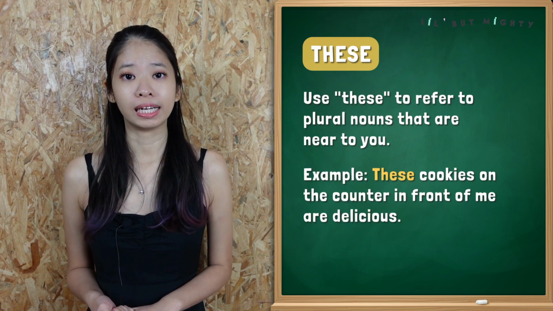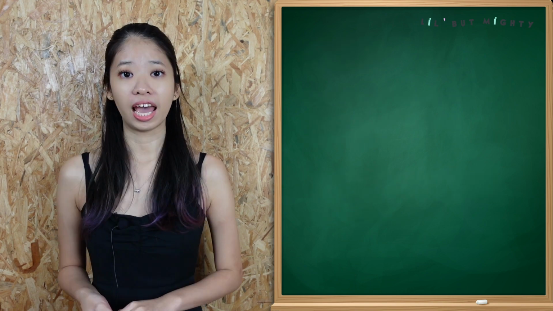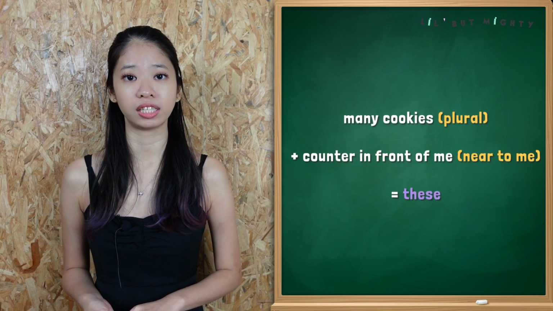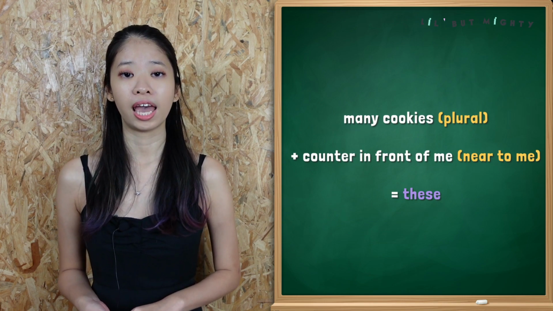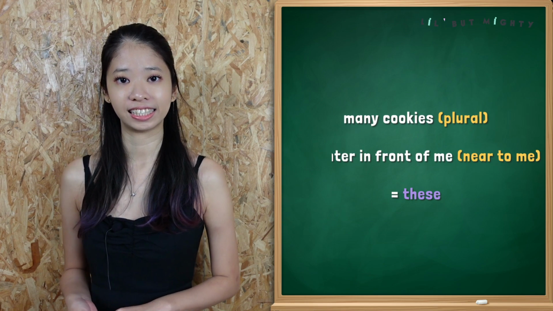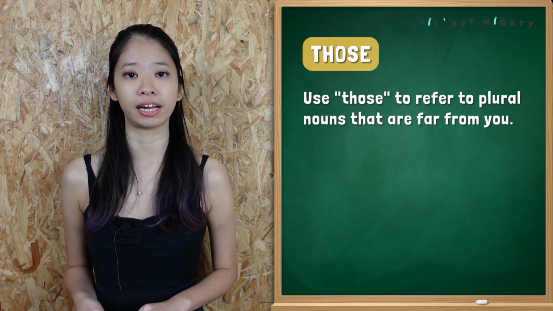Next, we use these to refer to plural nouns that are near to you. For example, these cookies on the counter in front of me are delicious. As I'm talking about the many cookies in front of me, this means that the cookies are near to me. Hence, we use these.